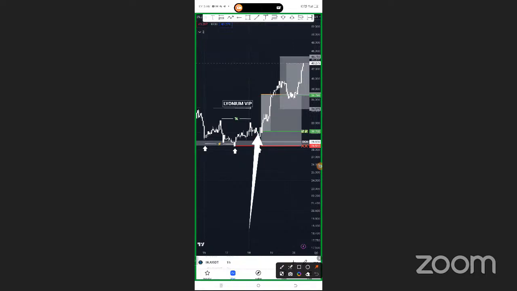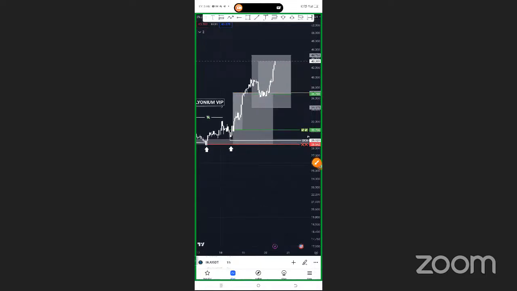So I took entry, and then I made my 60% with 3x. That is my plan, to make 60% and lose 20% in 3x. And then I was able to achieve that yesterday. It hit my TP.